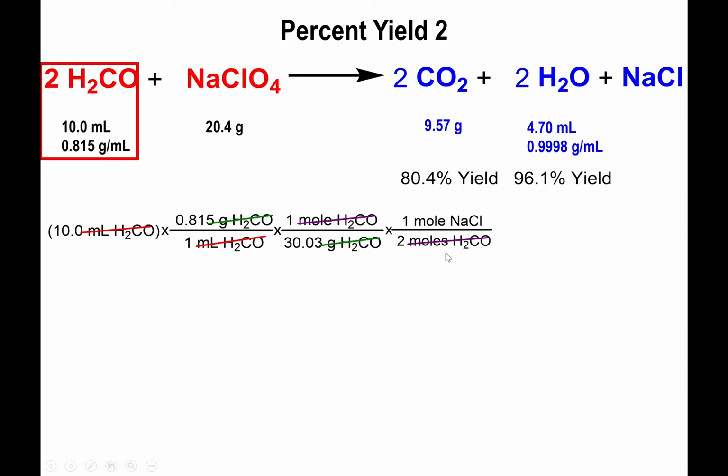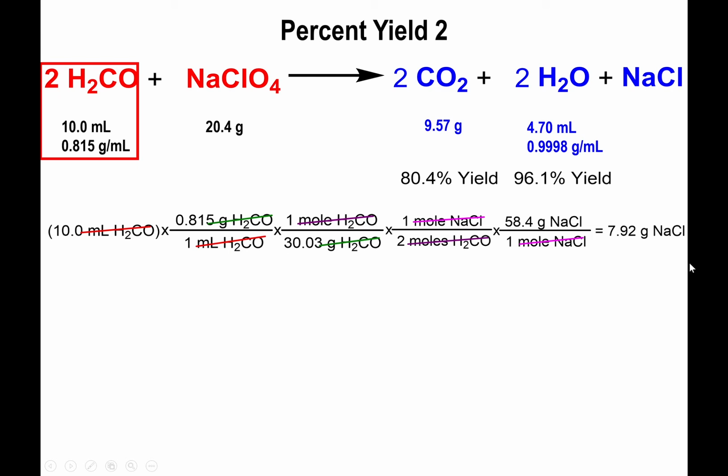All right, so the moles of H2CO cancel out. We now have moles of sodium chloride. All right, now using the molar mass of sodium chloride, we switch over from moles of sodium chloride to grams of sodium chloride, and the units cancel out aside from grams. All right, now carrying over the calculation, we have 10 multiplied by 0.815, you press enter. Then divide by 30.03, press enter. Divide by 2, press enter. Multiply by 58.4, press enter, and you should get 7.92 grams of sodium chloride for this calculation.